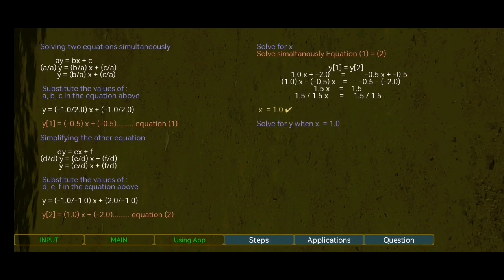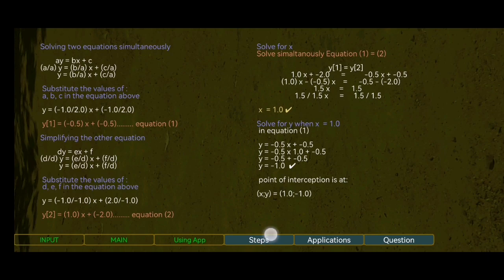And then you're going to solve for y when x is 1. Use equation 1, substitute the value of x. This is the value of x, this is x here, this is multiplication, and then see what y is. Adding the 2 is -1. So the point of intersection, or the values of x and y, is this one. So this is how you will solve it.